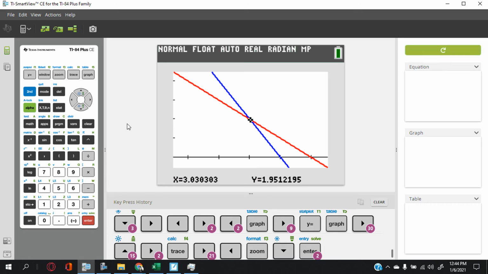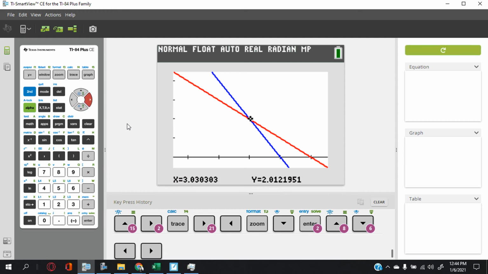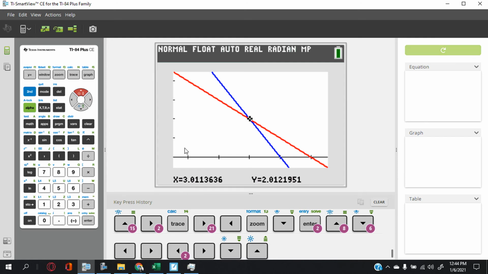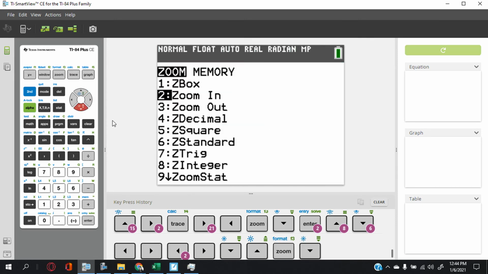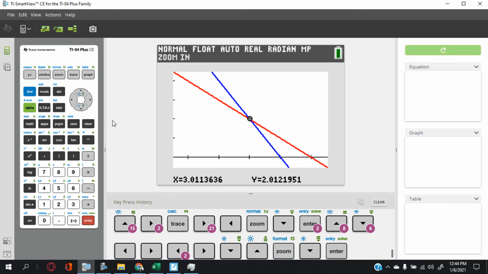Getting closer, right? So look, I'm not tracing anymore, but that's okay. I just want to get really close. I mean, look here. Look how close that is, right? This is 3, 2. Now, if you're like me, you want to keep zooming in because you want to be as close to the exact answer as possible. You can zoom in again. Zoom in. Again, flashing target. So I'm going to press enter again to zoom in even more.